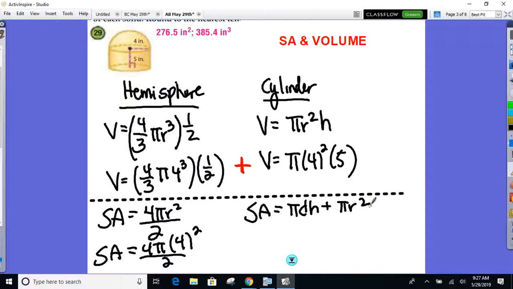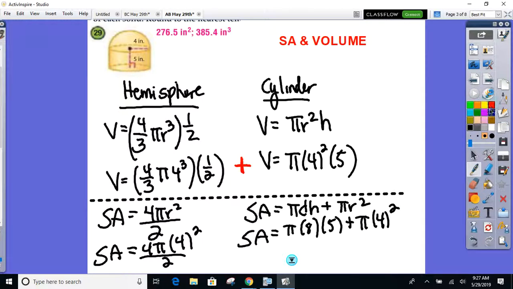Everyone see where all this is coming from here? Because I know we have already been quizzed on surface area, but the unit test does contain surface area still. Next Tuesday. Pi, what's the diameter, ladies and gentlemen? Diameter? 8. Height is still 5. Plus radius, still 4. And I'm going to add those together.